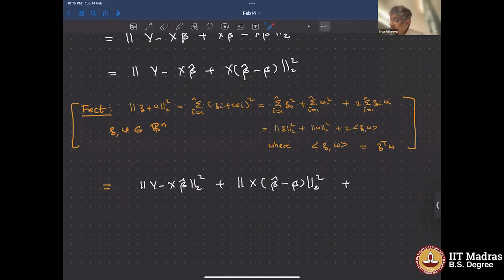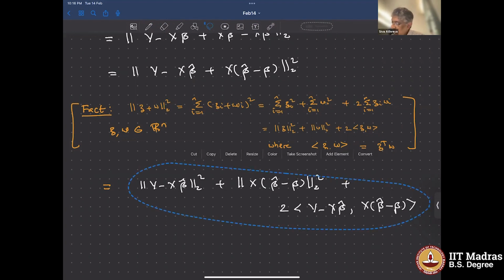Twice the inner product, right? That's what I have. So what's the inner product now? The inner product of these two vectors, right? So twice the inner product of the vector y minus x beta hat and the vector x beta hat minus beta inner product. Right? This is what I have. Make it a little bit smaller so it fits in one line.